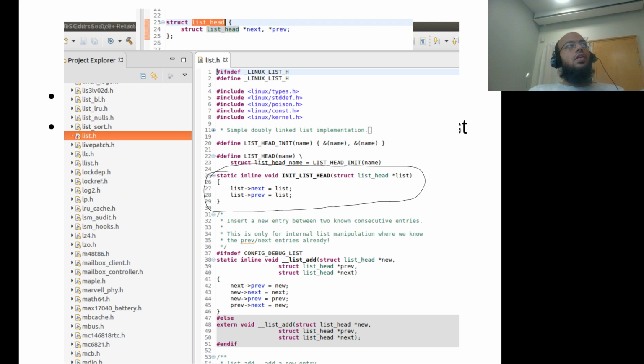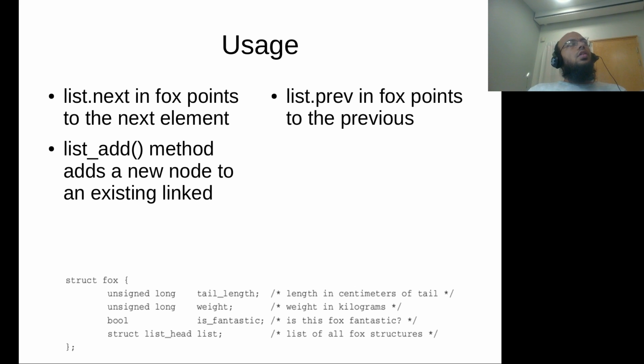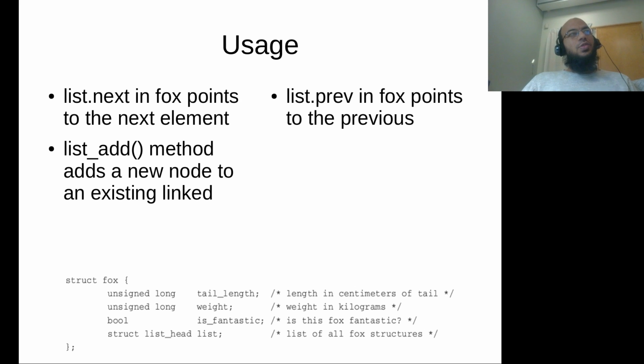Let's take a look at how you actually do this in code. Suppose you have a struct that you call fox, and you want to have a linked list of foxes, for example. So you have struct fox, and you have the tail length of your fox, like the actual biological tail, not CS tail. So length in centimeters of tail, the weight of the fox, and is that fox beautiful or not.